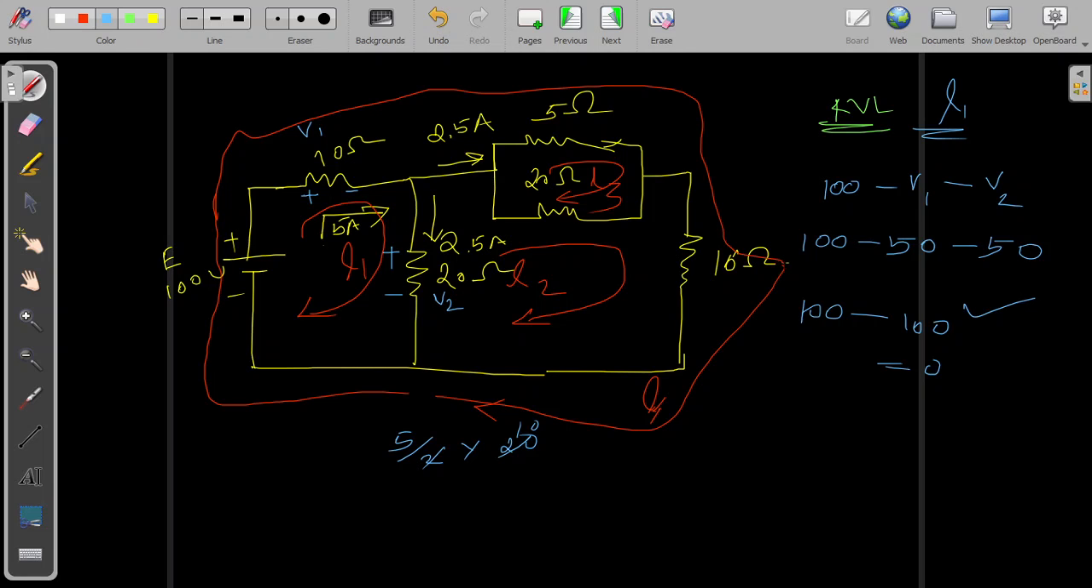Then in the same manner we can verify the KVL in all these loops named as L2, L3, L4. So you do that.